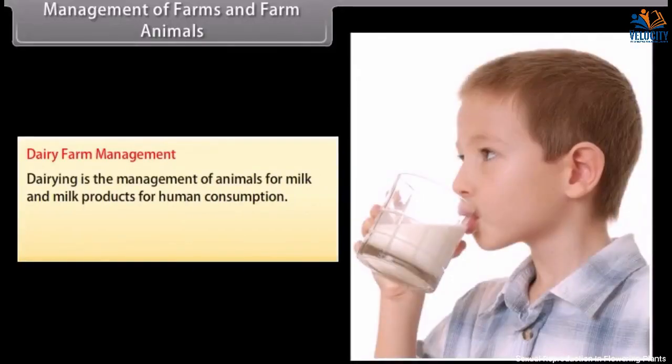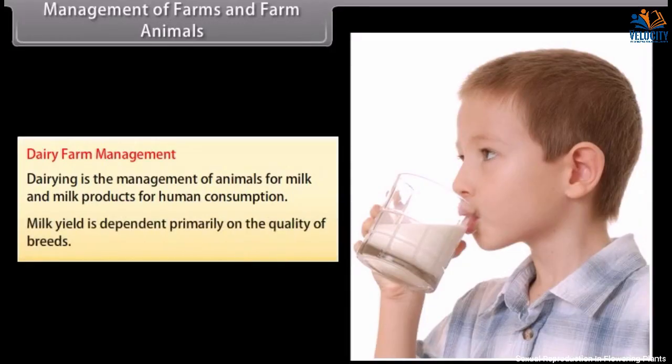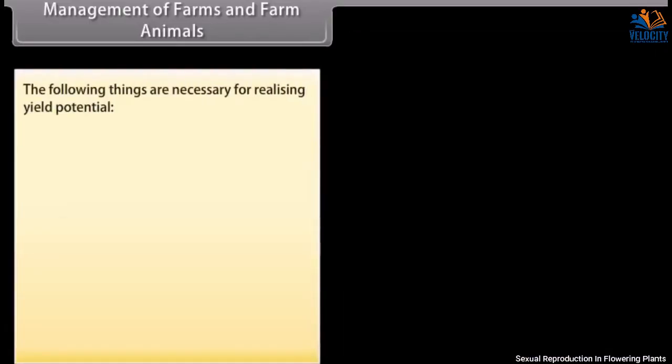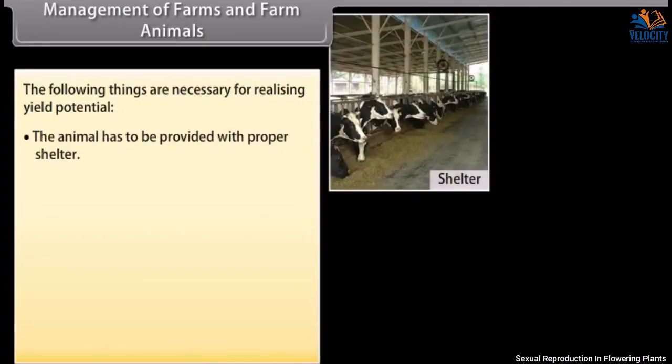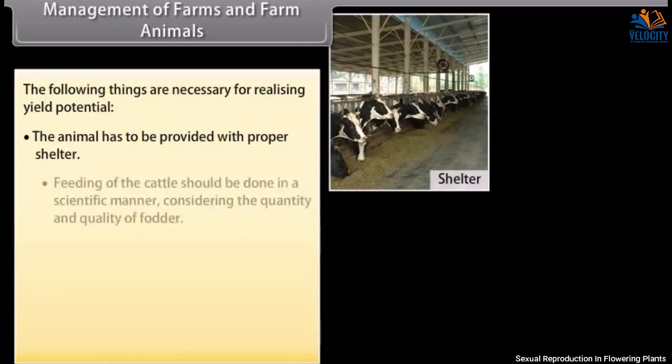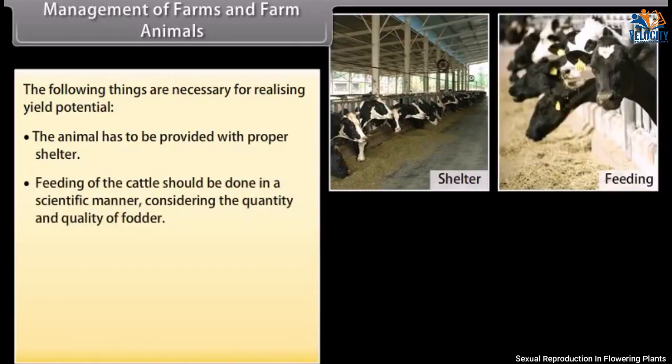Dairy farm management. Dairying is the management of animals for milk and milk products for human consumption. Milk yield is dependent primarily on the quality of breeds. The following things are necessary for realizing yield production. The animal has to be provided with proper shelter. Feeding of the cattle should be done in a scientific manner, considering the quantity and quality of fodder.